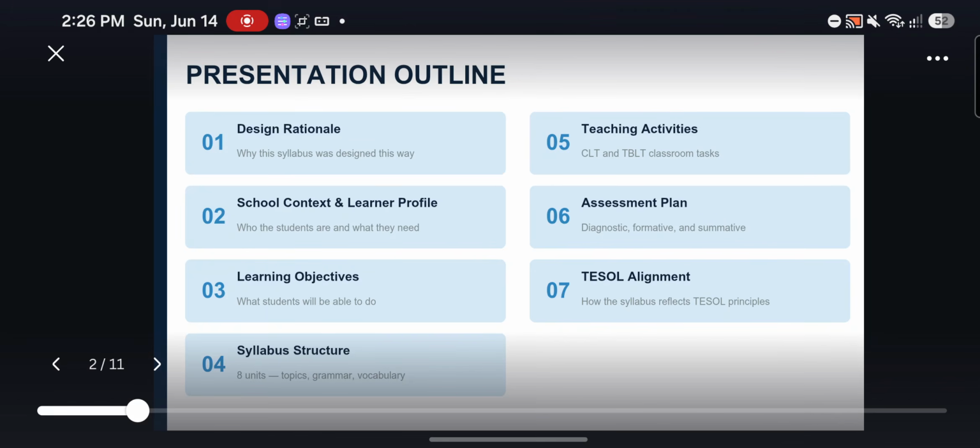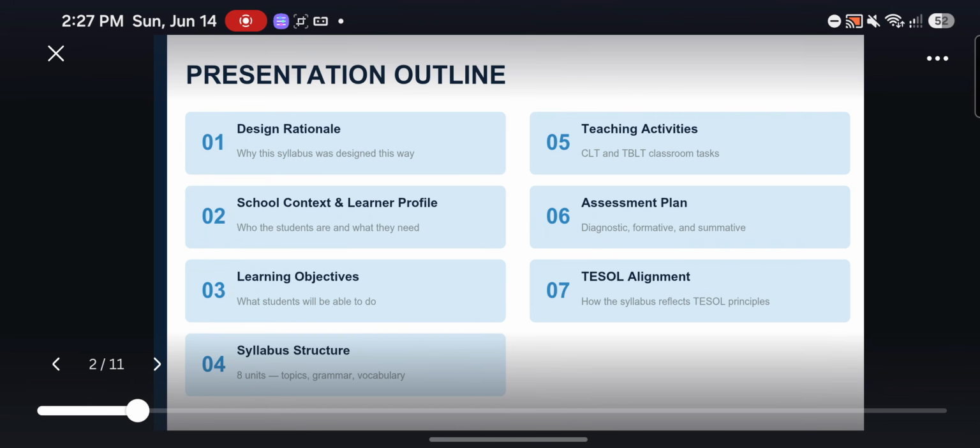Next, presentation outline. Before I begin, let me briefly explain what I will cover in this presentation. There are 7 main points. First, I will explain the design rationale, why I designed the syllabus the way I did.